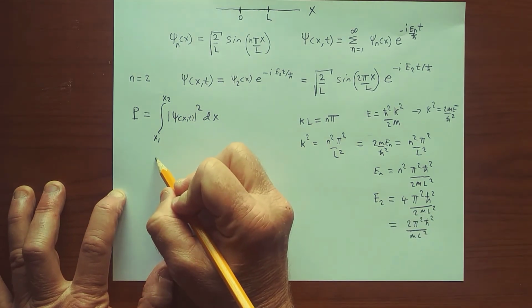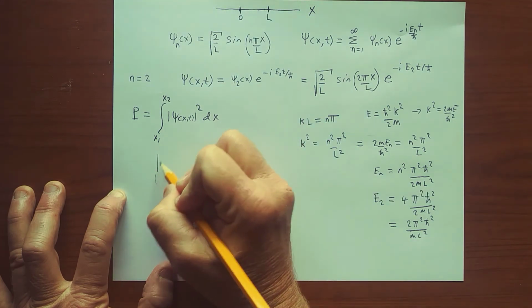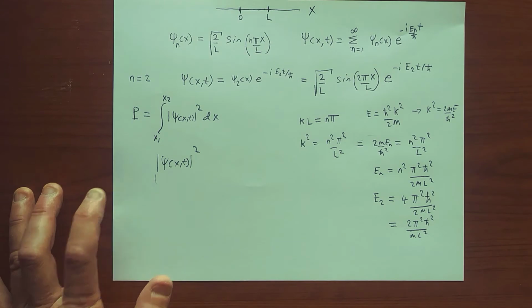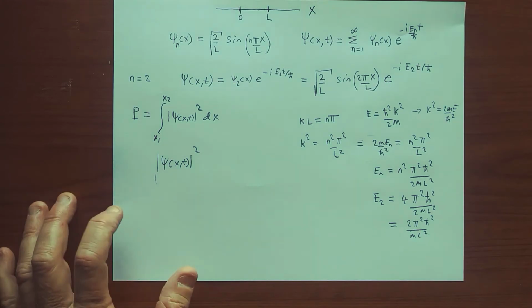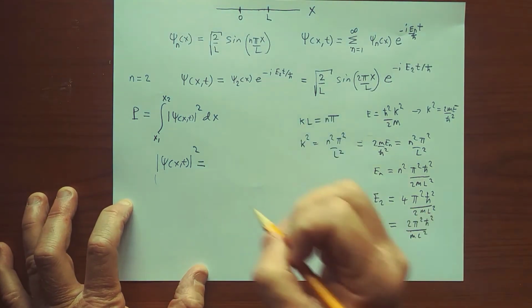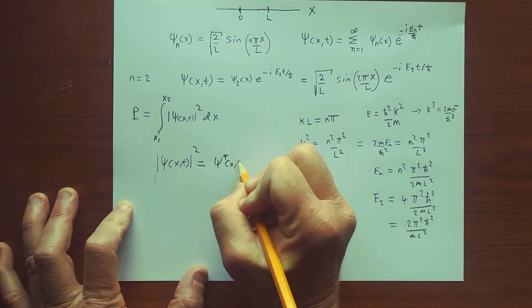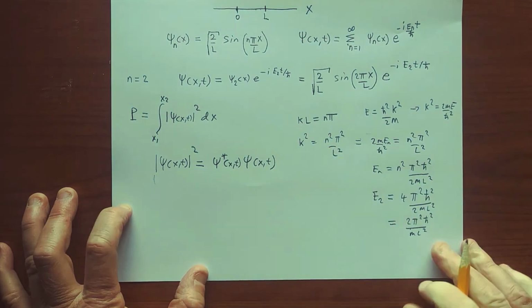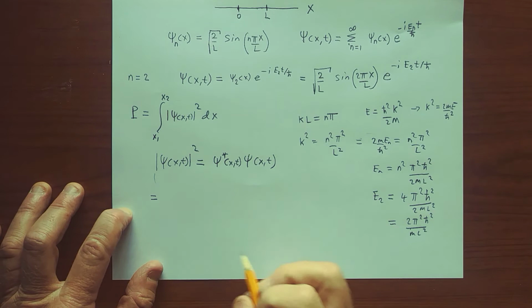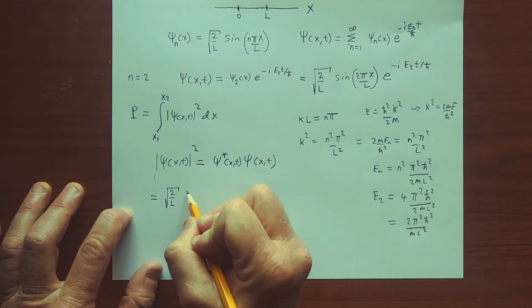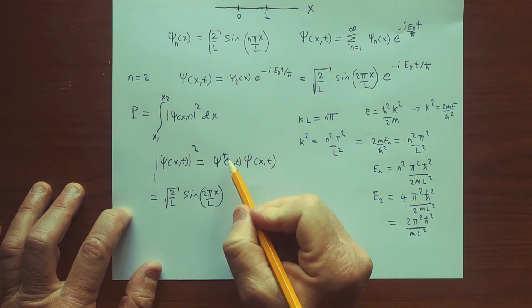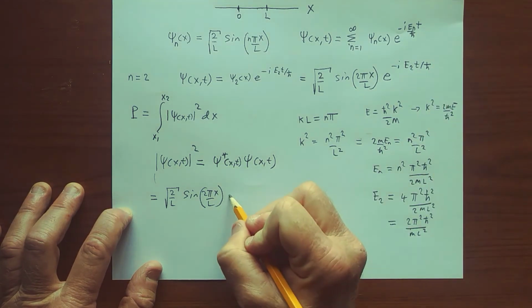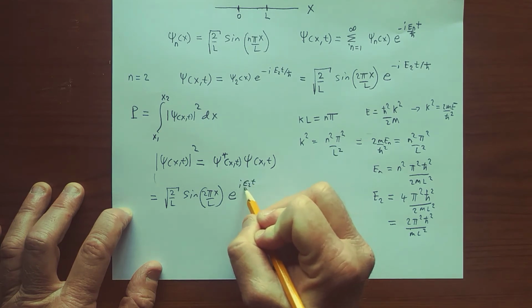Okay, so let's think of the probability density, right? The probability density is the modulus squared of psi of x and t. That tells us the probability at each point, which we then have to integrate over a range to find the probability of finding the particle in that range. But what is this quantity? Well, it's psi star of x and t times psi of x and t, which is root 2 over L, right? This is a real function, the sine part, so there's nothing that changes in the psi star. This part changes, so we get in psi star e to the i E2 t over h bar.